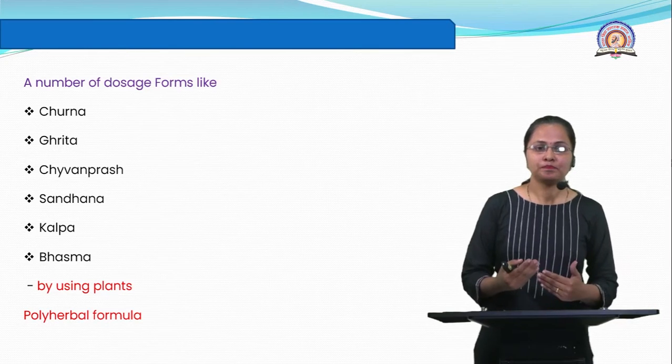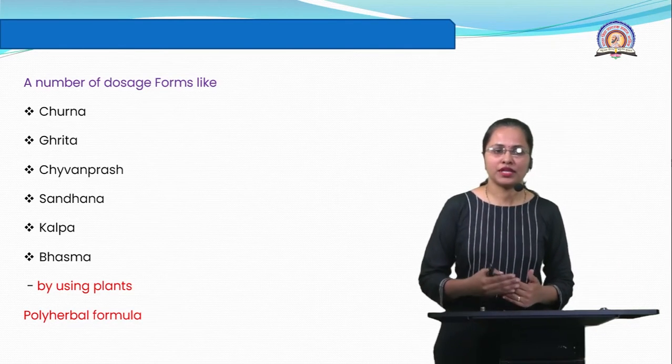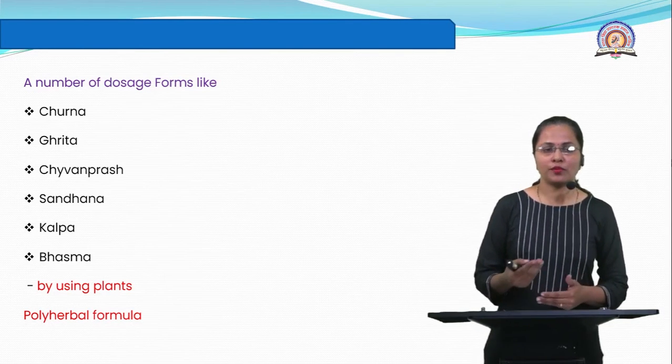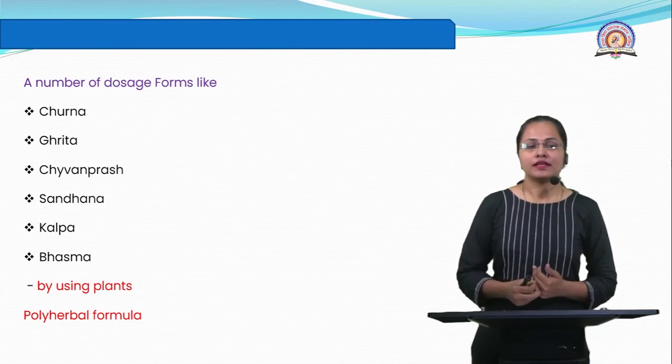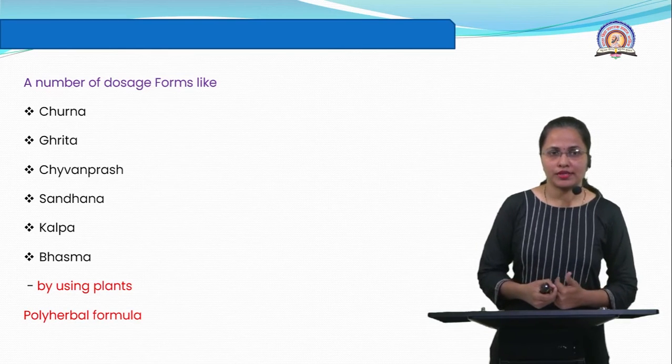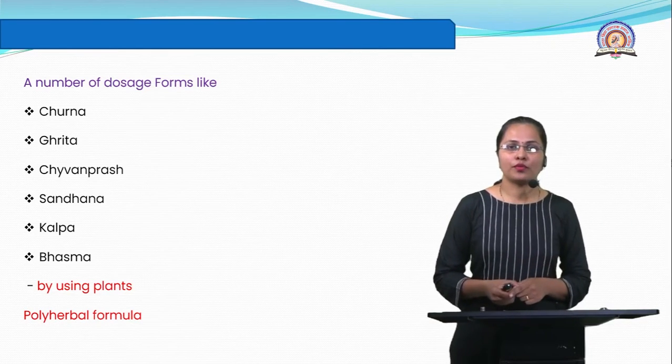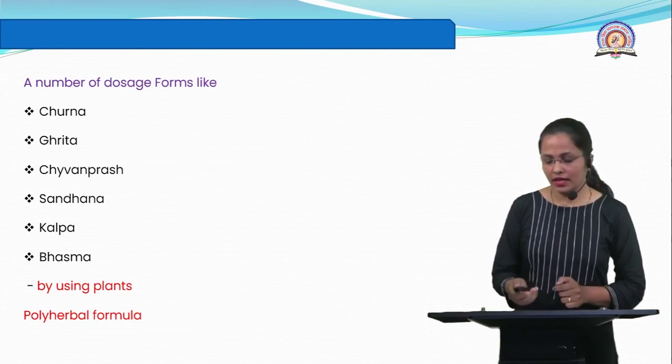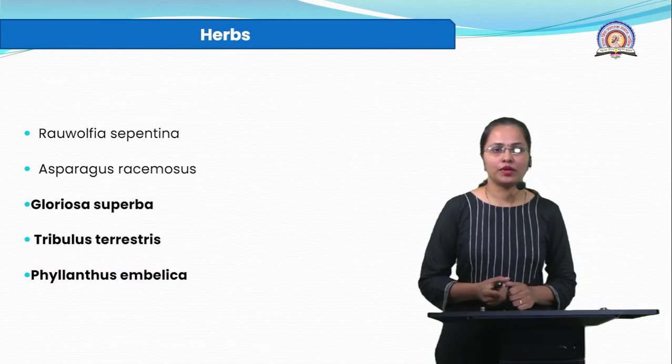Sorry, kalpa are the semi-solid forms, which are prepared by using a polyherbal formula, and bhasma are the result of using a mixture of various different powders. And these doses were formulated in order to cure the various diseases in the human being.